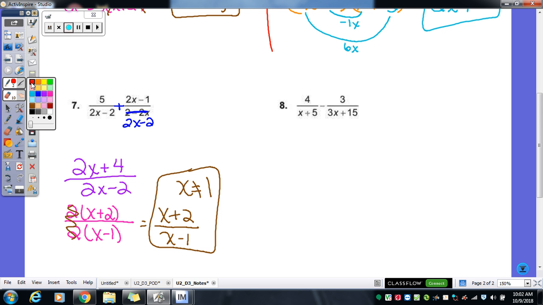So for that last one, are the denominators the same? No. So we're going to actually save this for next class. That's when we're going to deal with denominators that aren't the same.